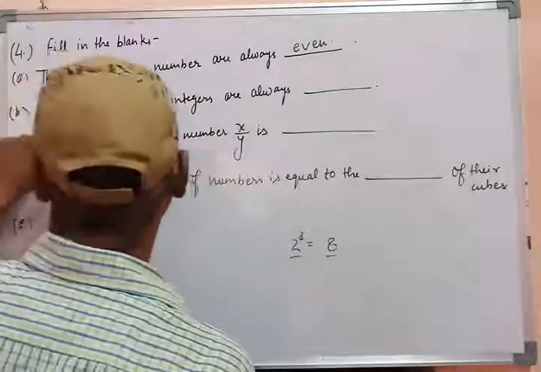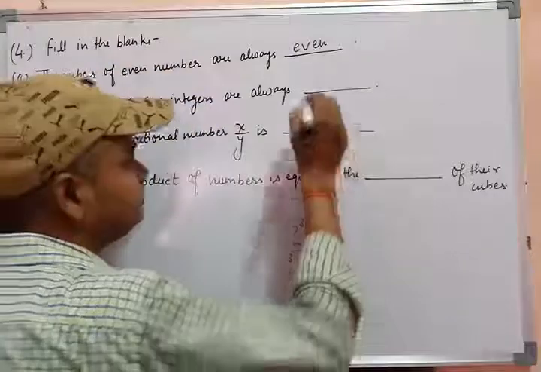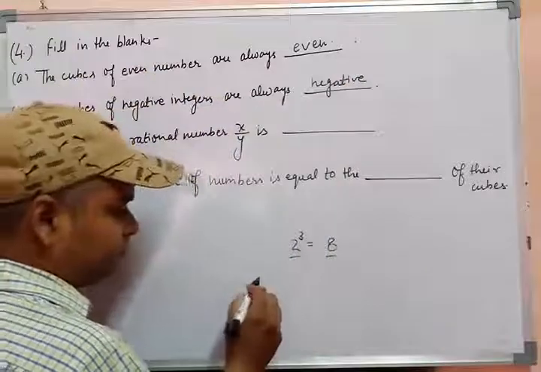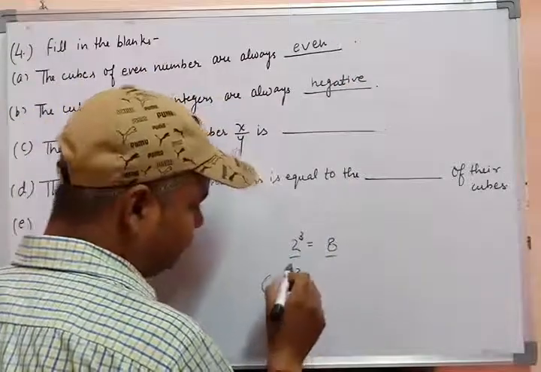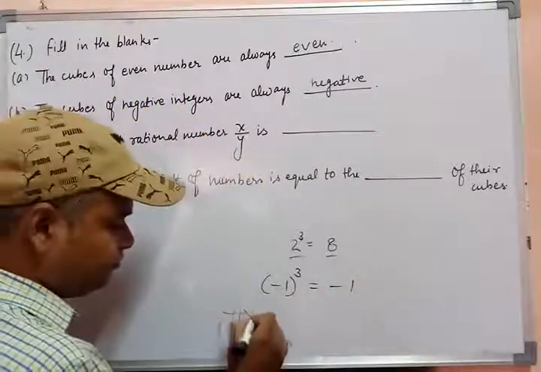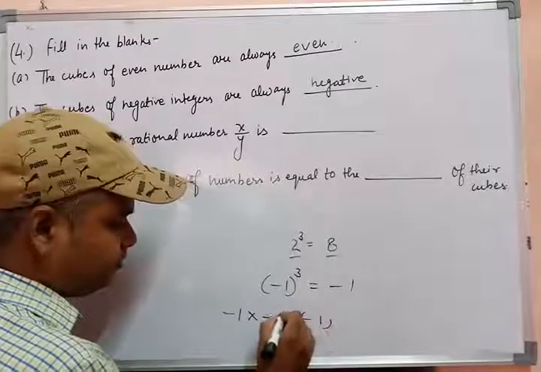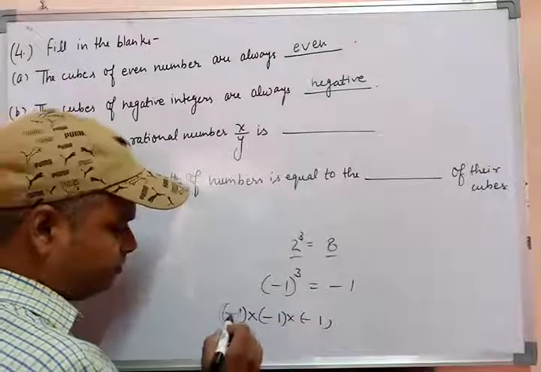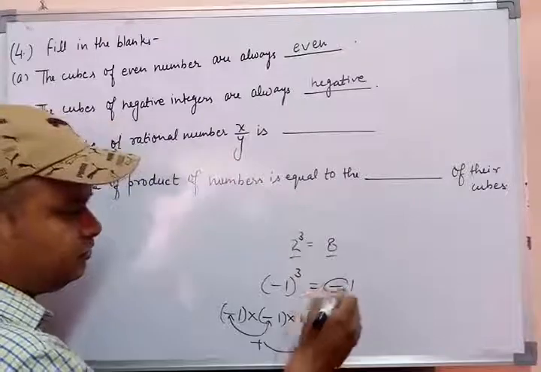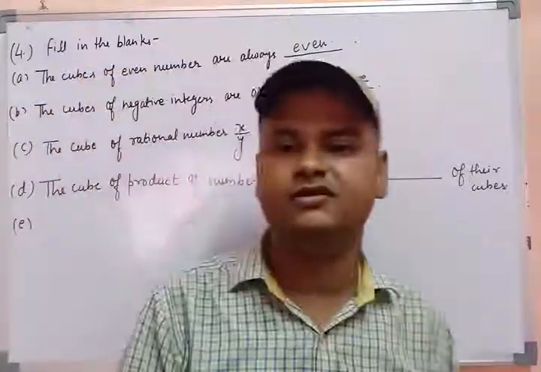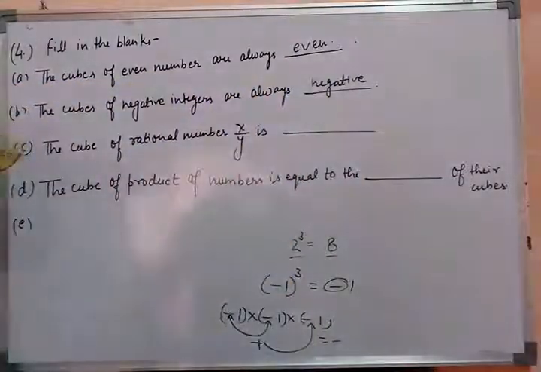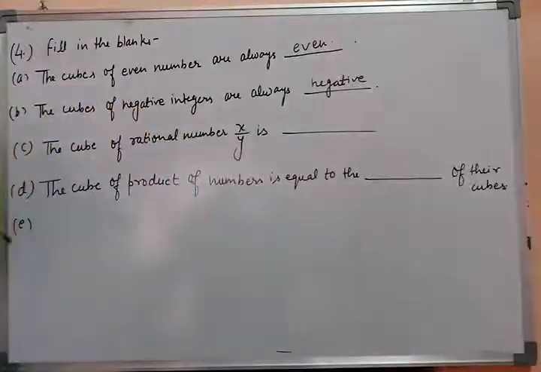Okay. Now the cubes of negative integers are always negative. Why? Because we know that if we want to write the cube of -1, then we will get again -1, because if we multiply -1 three times, then minus minus plus, and plus minus equal to minus. So the cube of any negative integer will also be a negative integer. So this is the answer of part B.